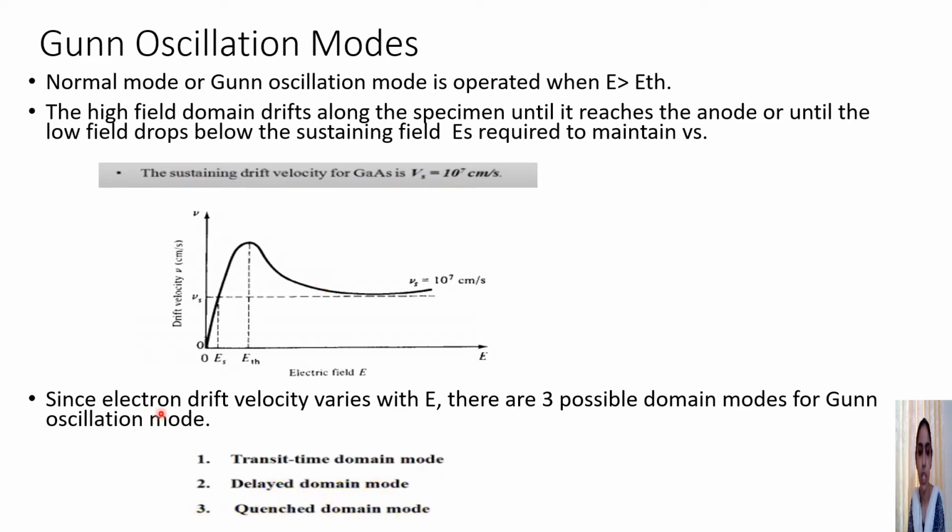Since the electron drift velocity is just varying with the electric field, there can be three possible domain modes for Gunn oscillation mode: transit time domain mode, delayed domain mode, and quenched domain mode. So now we will see these three Gunn oscillation modes.